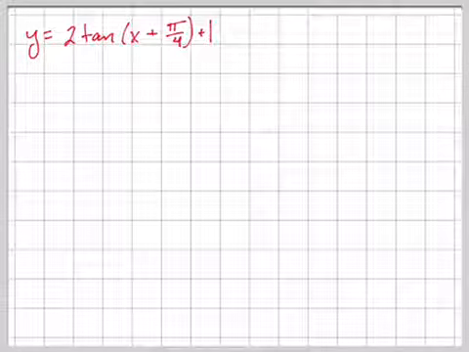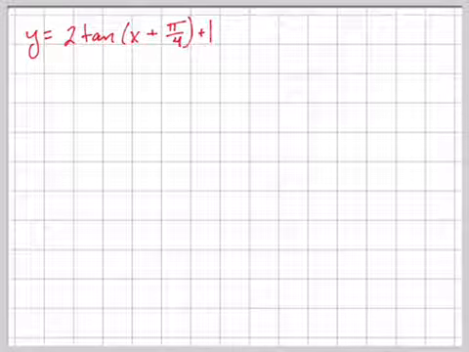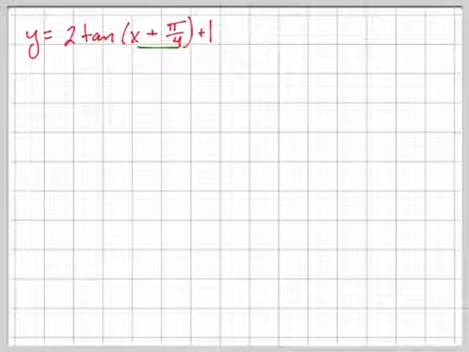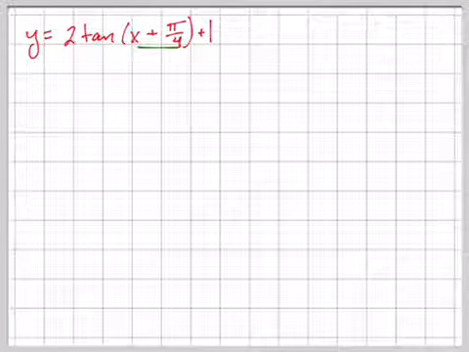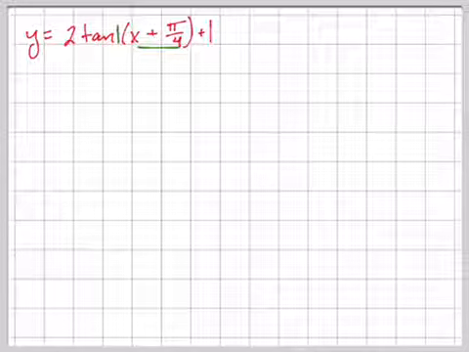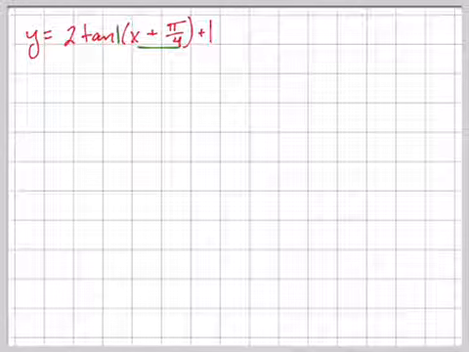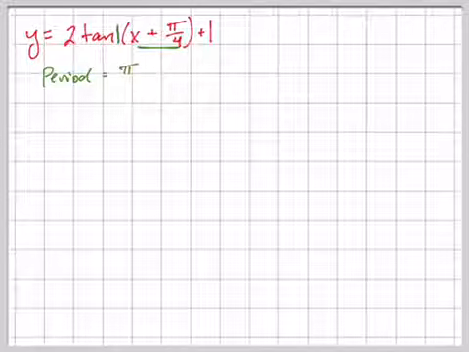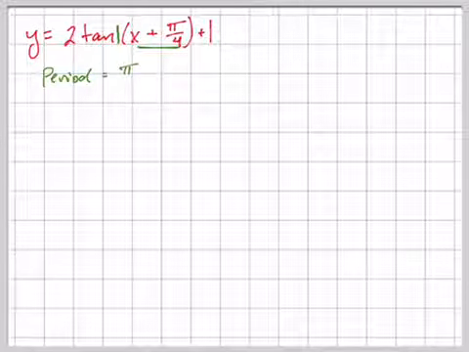We're going to graph this tangent function. The first step in graphing a tangent function is to find the period. Your period is always related to your b right here, which is 1. It's the number in front of the x. So your period equals pi divided by b, which is just 1, so the period is just pi.